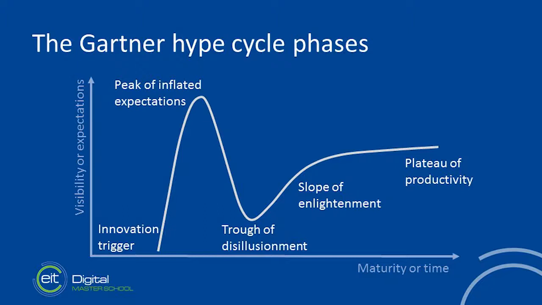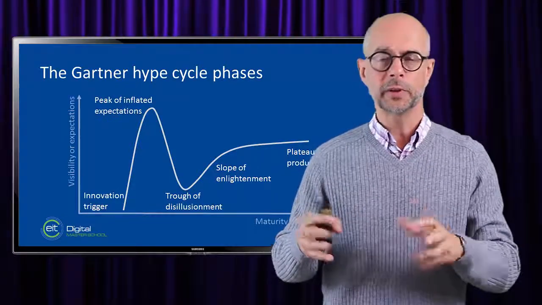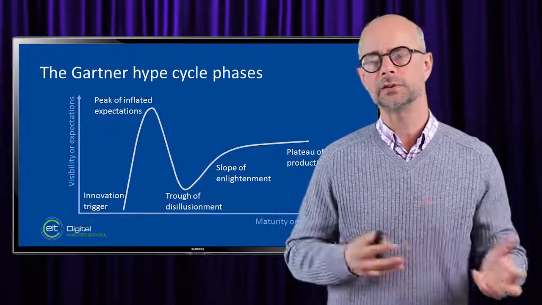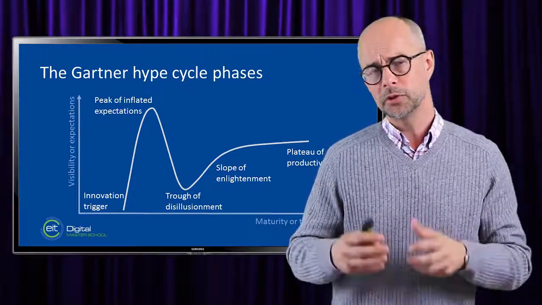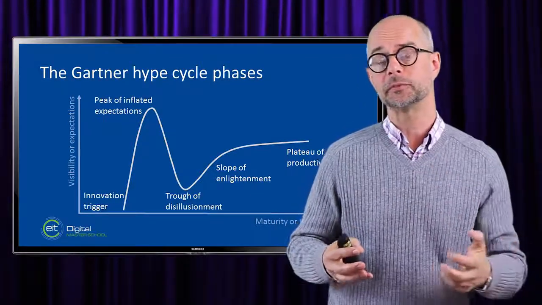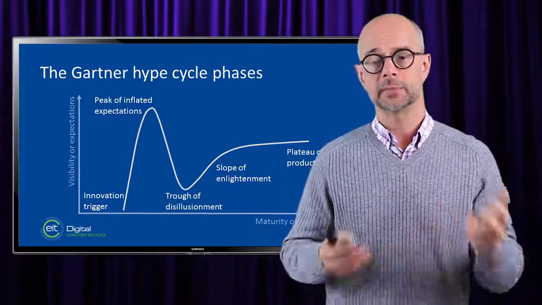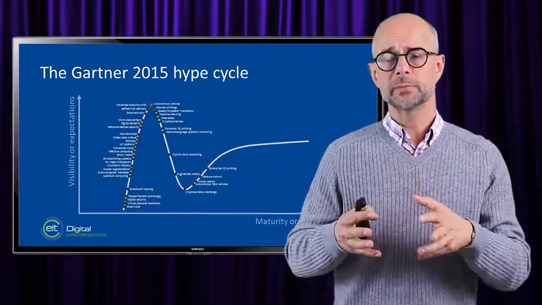The fourth one, the slope of enlightenment. Then the technology becomes more understood and the true value is shown, and we have a number of implementations. And the last phase is the plateau of productivity. There we get the mainstream adoption of technology and implementation really takes off. But how does the hype cycle relate to the technology adoption curve that we talked about before? You could say it's two perspectives of the same thing. For instance, the chasm in the technology adoption curve is where we move from disappointment to realism in the hype cycle.